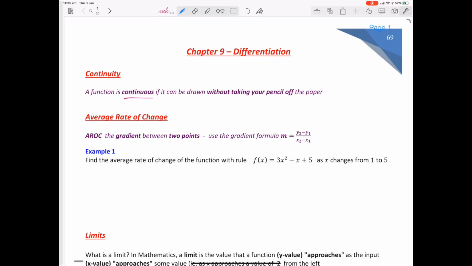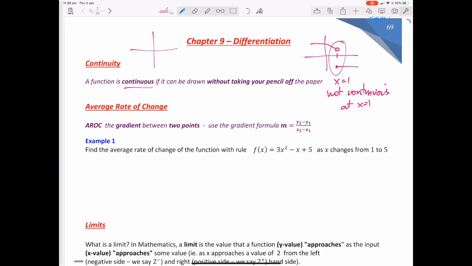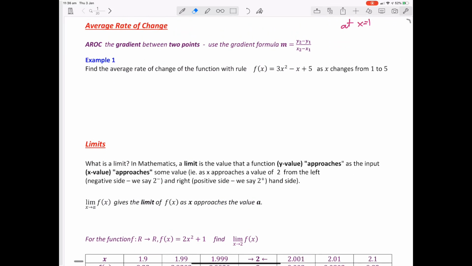However, if I have a function where I take my pen off the page, just say that's x equals 1, it's not continuous at x equals 1. So that's what continuity is. If you can draw it without taking your pen off the page, even if I had something that went down like that, that's continuous for all values of x. We'll need that continuity definition later on.